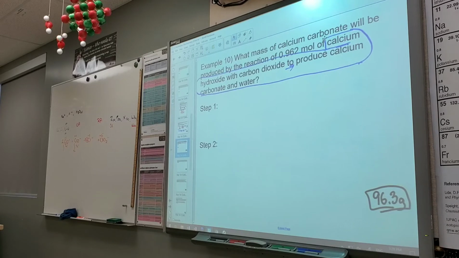That first equation is already balanced, right? When you just write it out, you add up all the carbons on each side, they're equal. Add up all the calciums on each side, they're equal. You don't have to balance it.